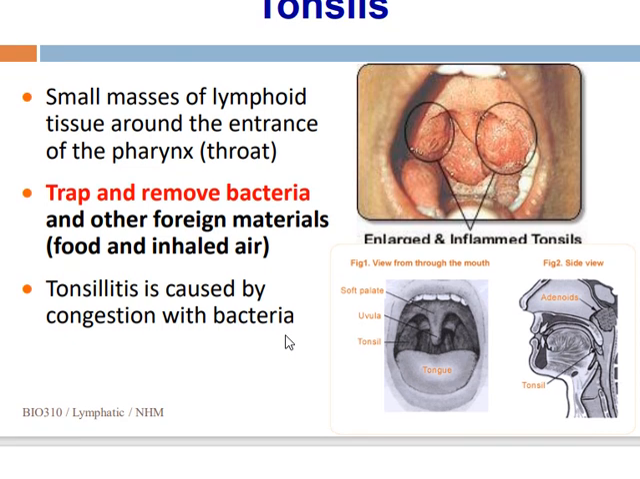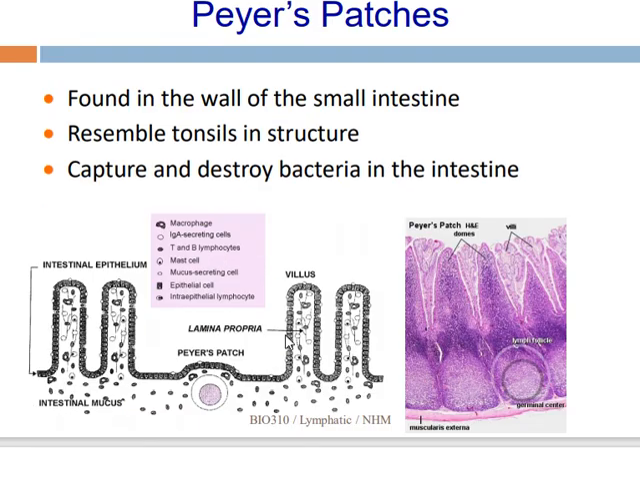Last but not least are the Peyer's patches. Peyer's patches can be found in the wall of the small intestine, and they resemble the tonsils in structure. They help to capture and destroy the bacteria in the intestine. So I think that's all for today, class.